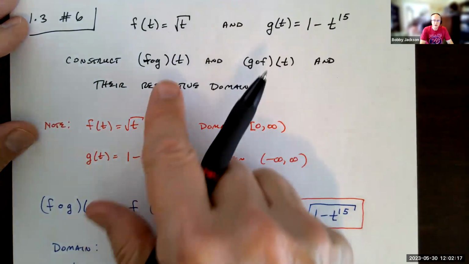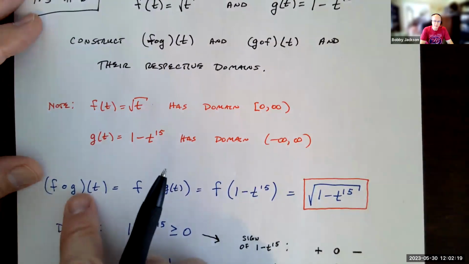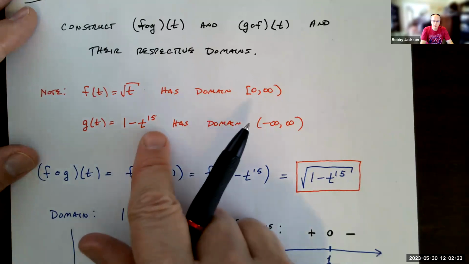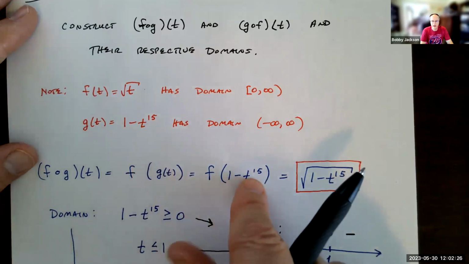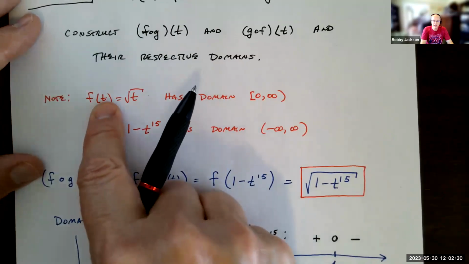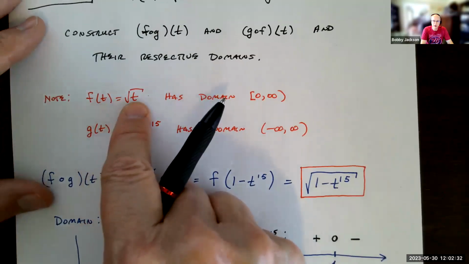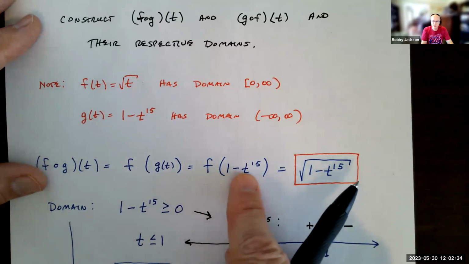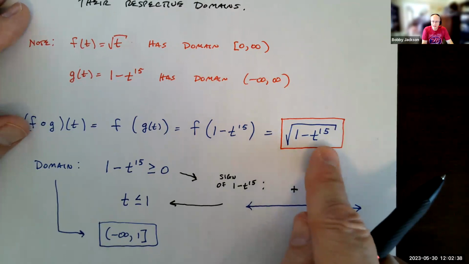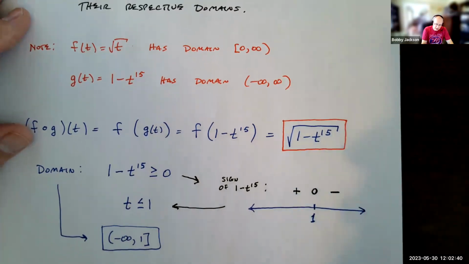Okay, let's do f circle g. Okay, that's defined to be f of g of t. g of t is 1 minus t to the 15th power. So we're going to plug that into the function f, and the function f says whatever you plug in, just take the square root of it. So I'm plugging in 1 minus t to the 15th. I'm just going to take the square root of it. And that's it. I can't simplify this any way.